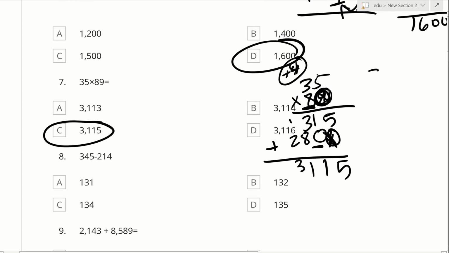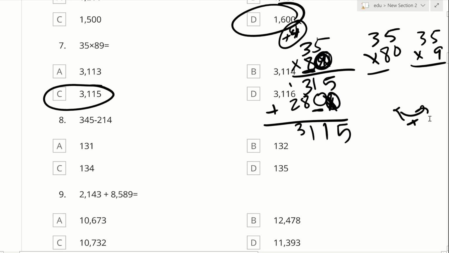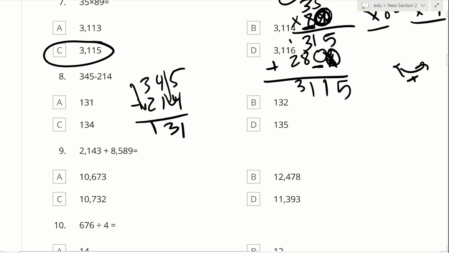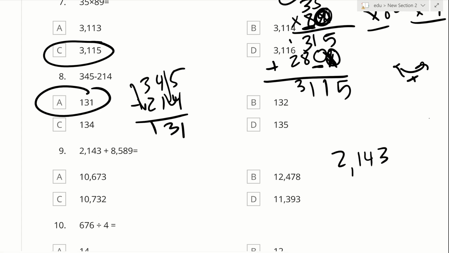Or I could do it like this. I could do 35 times 80, and then 35 times 9, and then add the 2 together. But we'll skip that. So 345 minus 214, I start from the ones place. 5 minus 4 is 1, 4 minus 1 is 3, 3 minus 2 is 1. Mine says 131.